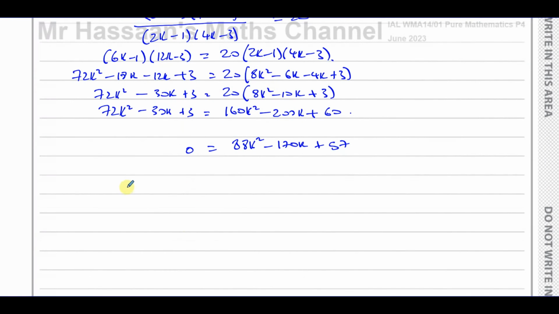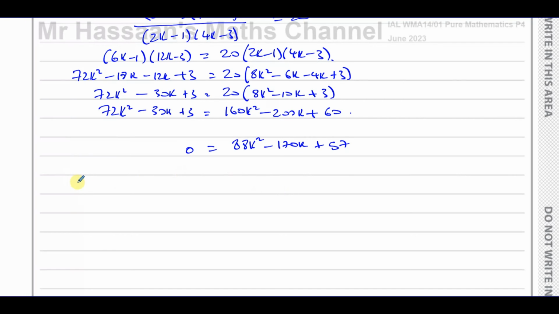So now we can find what k is. We can solve this quadratic equation. Now, I don't think it's that easy to factorize. It might be doable, but it's really big numbers we're going to have to use. You have to find two numbers that add and multiply to give you the product of 88 and 57, and then you work from there. So it's going to be a bit difficult, I think. You can't simplify it because 2 isn't a common factor, 3 is not a common factor. So yeah, I don't think you can.